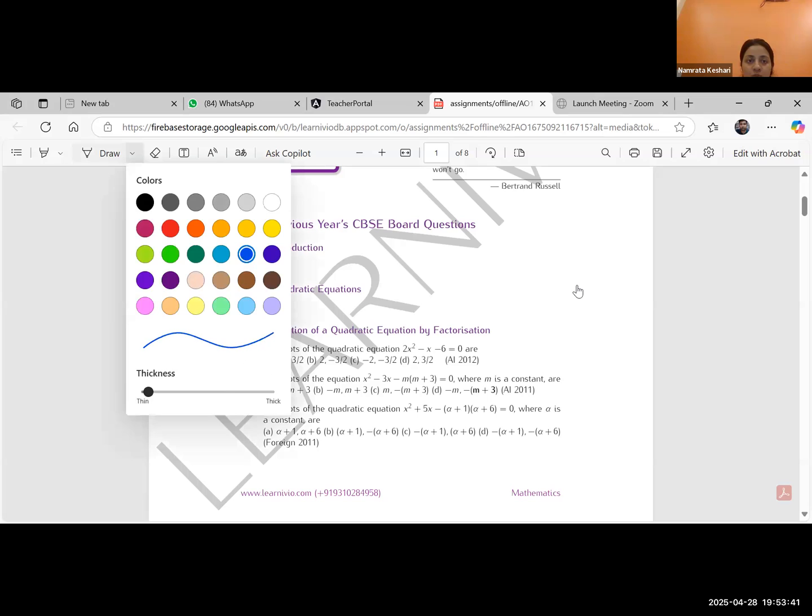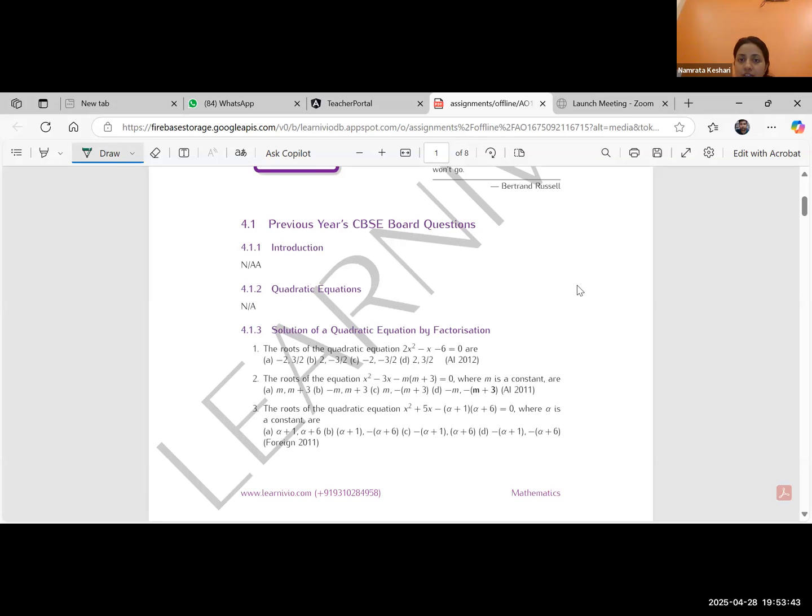Let's do this. Do you know how to find the roots of the quadratic equation? Finding the solution by splitting the middle. Yes, ma'am, I know. Okay, let's do this question number 2. Is it readable? Yes, ma'am. Okay, we are having x square minus 3x minus m in bracket m plus 3 is equals to 0. We just have to find the roots, that means x values over here. Okay, let's continue.